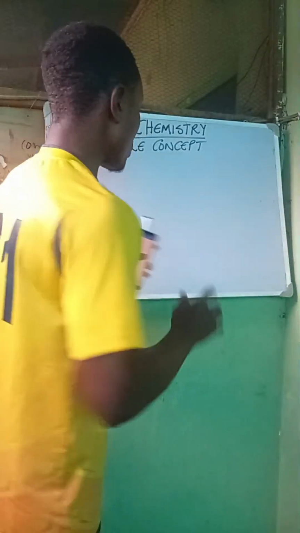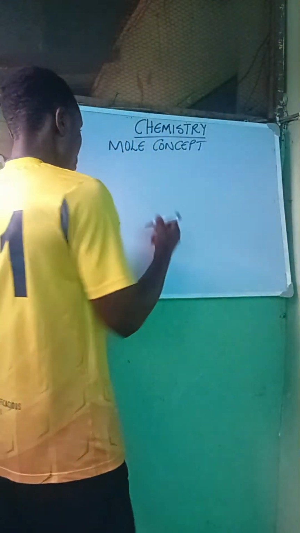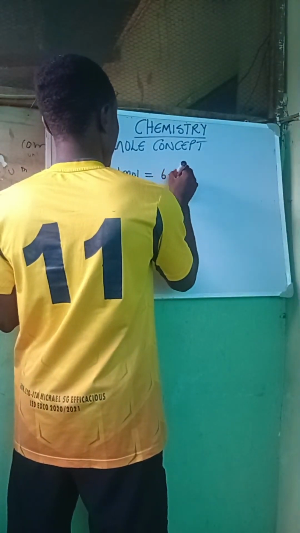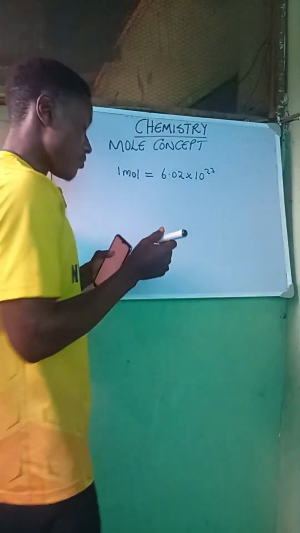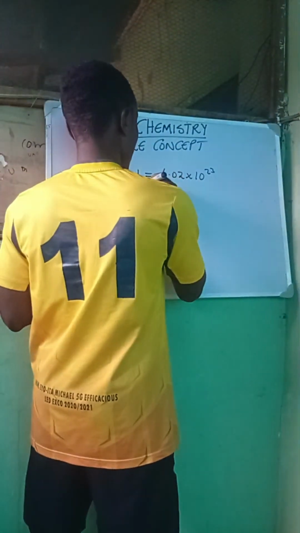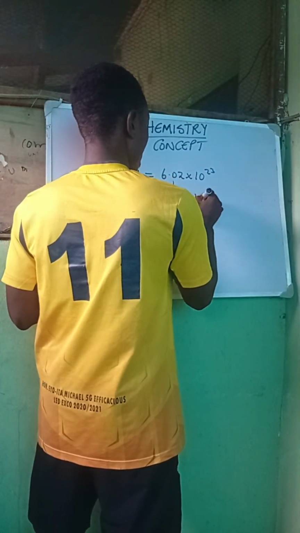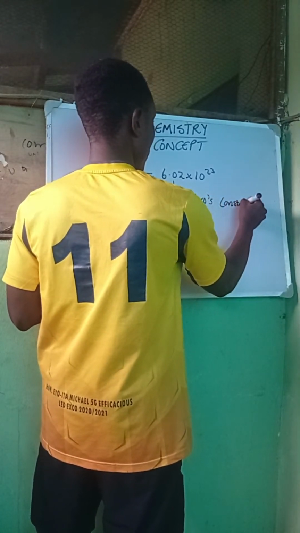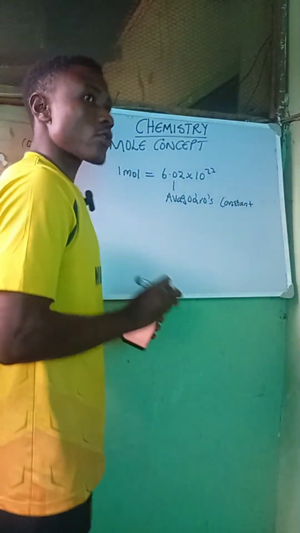So we are going to be solving questions that are based on mole concept, and we know that one mole of a substance equals 6.02 times 10 raised to the power 23, which is known as the Avogadro's constant. So this is basically what we are going to be solving today.